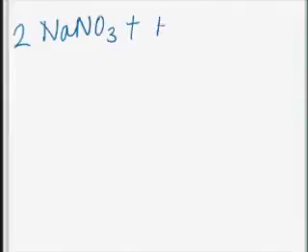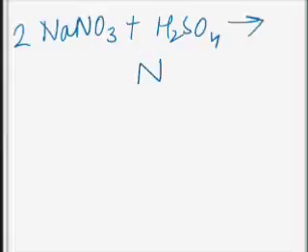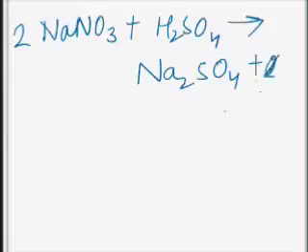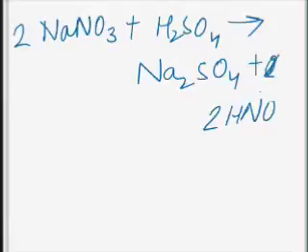Let's take another example in which 2 NaNO3 reacts with sulfuric acid and it will form Na2SO4 and 2 HNO3. So the less volatile acid displaces the more volatile acid.